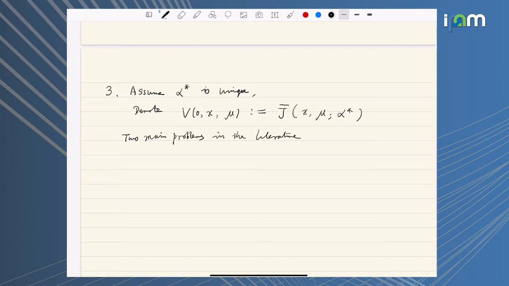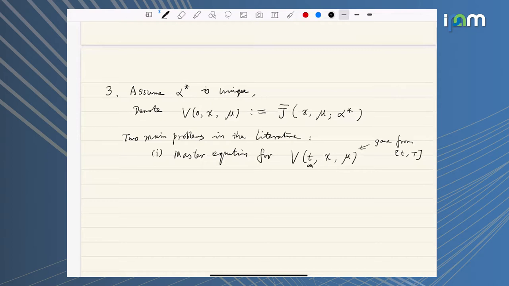So there are two main questions in the literature for these kinds of problems. The first one is the master equation. I'll put t here: instead of zero, we can consider the game starting from small t to capital T, instead of from zero to T.